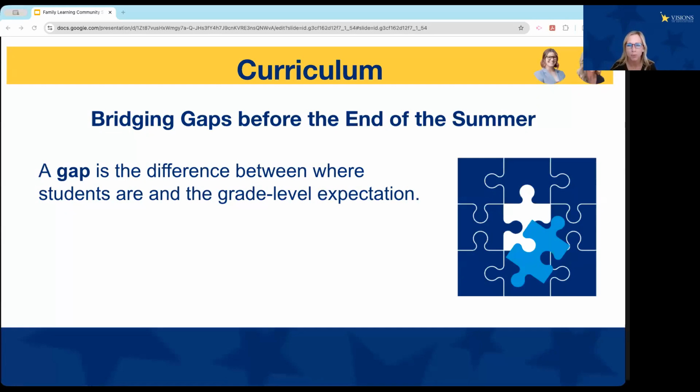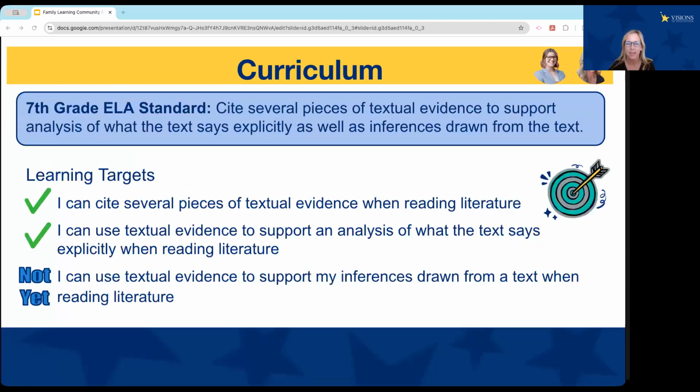So, what do we mean by bridging gaps before the end of the summer? Well, a gap is the difference between where students are and the grade level expectation. Take, for example, a seventh grade English language arts standard that says, cite several pieces of textual evidence to support analysis of what the text says explicitly, as well as inferences drawn from the text. We can break that standard up into parts because it's likely students don't learn the entire standard at one time. They learn parts of it.